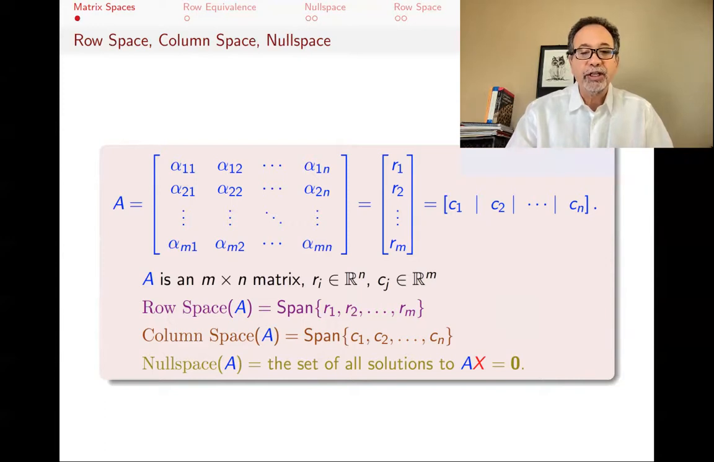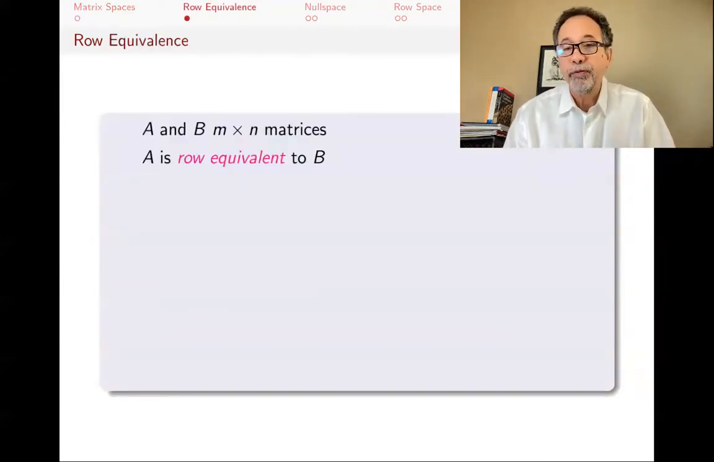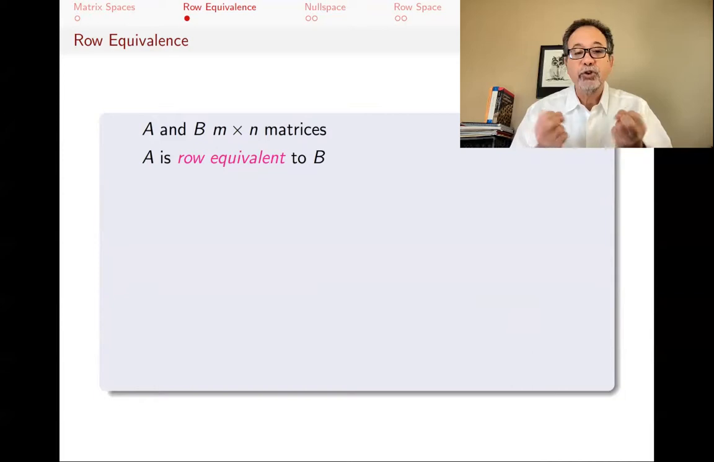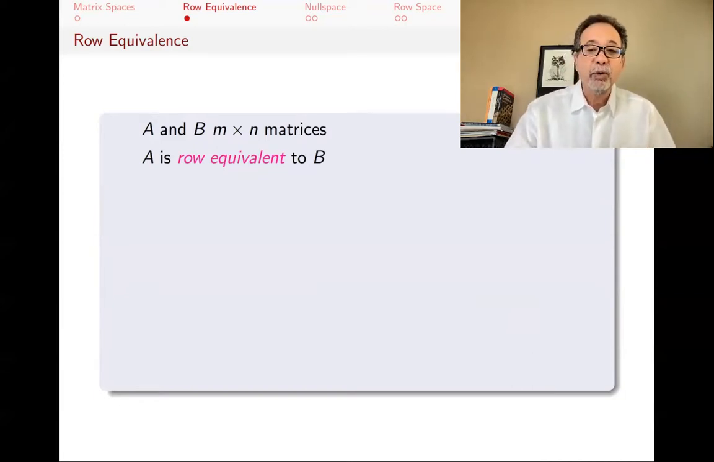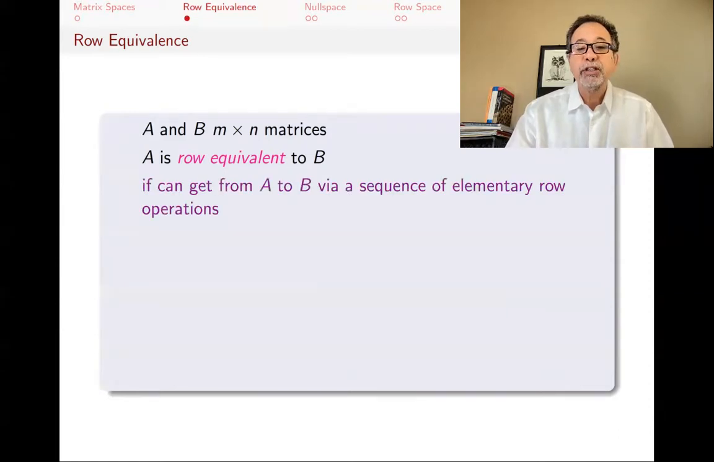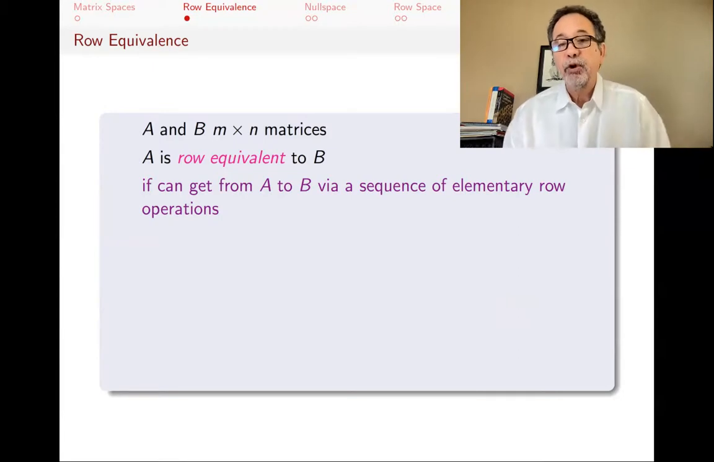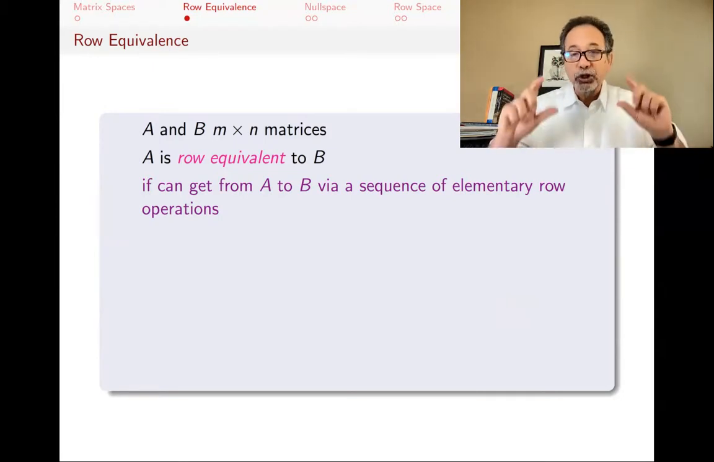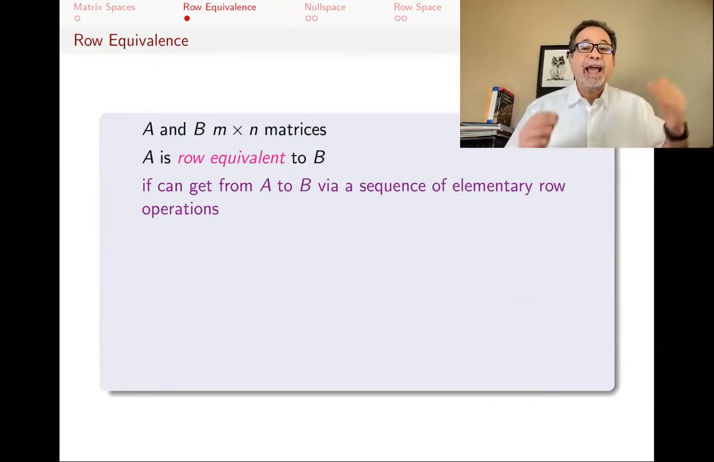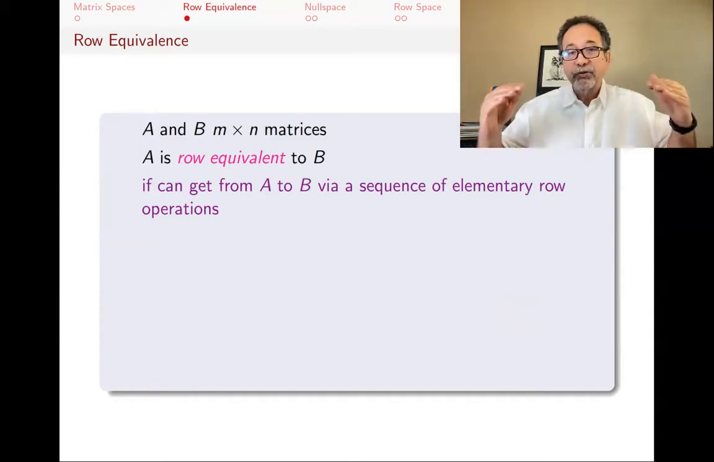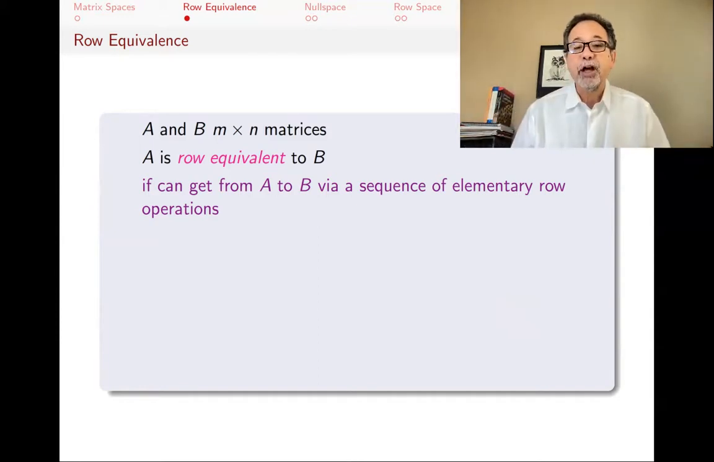What we are also interested in is what's row equivalent. Row equivalence means that you have two matrices of the same size, M by N, and you say that one is row equivalent to another if you can get from one to the other by elementary row operations: multiplying a row by a non-zero constant, switching the places of any two rows you like, and adding to any given row a scalar multiple of another row. Those are the three elementary row operations.